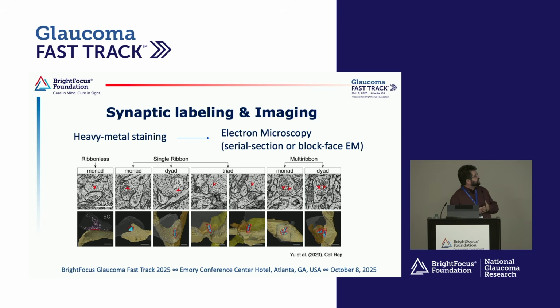So in the retina, differently from most of the rest of the brain, we have the distinction between synapses that have a ribbon or synapses that are ribbonless. And within ribbon synapses, we have synapses with multiple partners, with one partner, and even more, we have synapses that could allocate more than one ribbon to the same synapse. So there is a lot of potential for AI to help with the classification of different types of synapses.